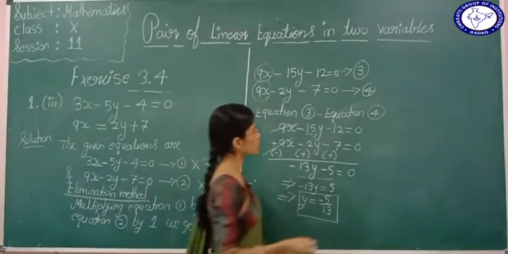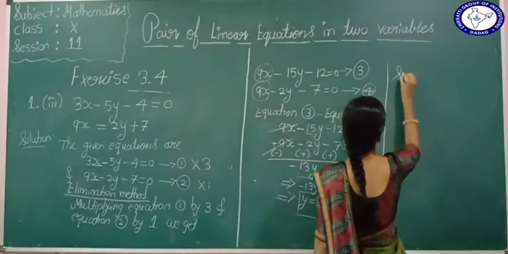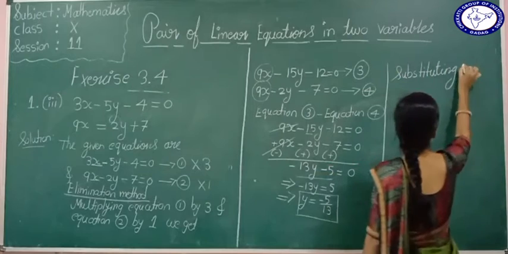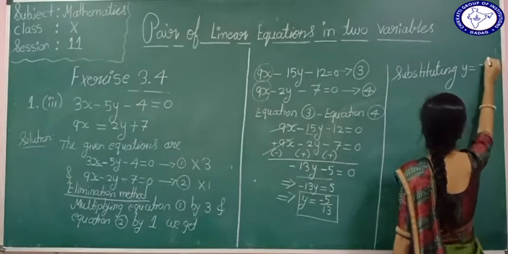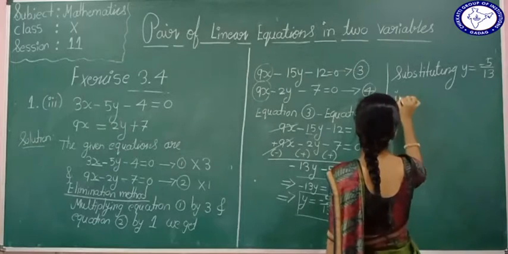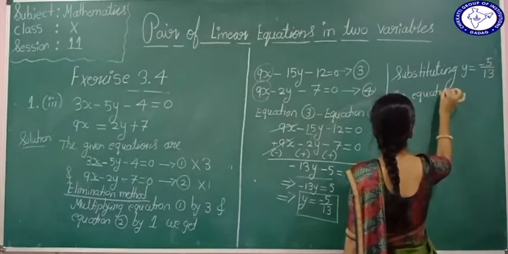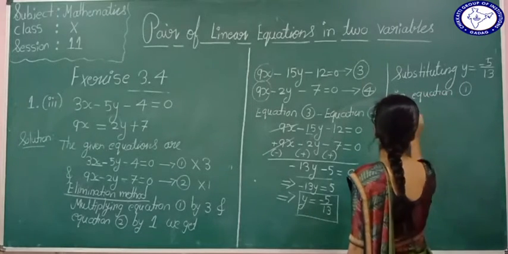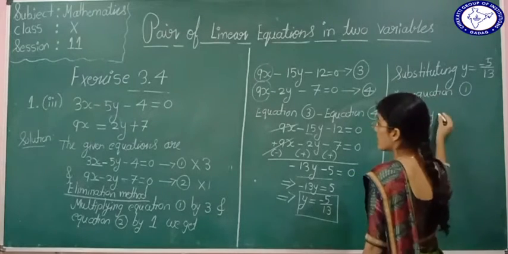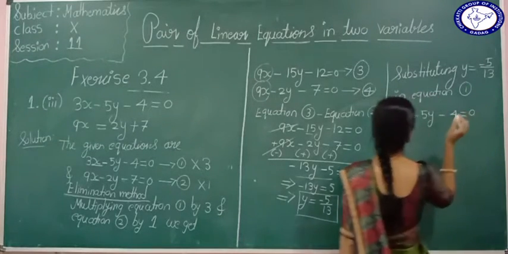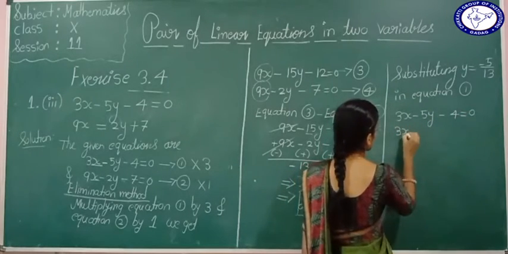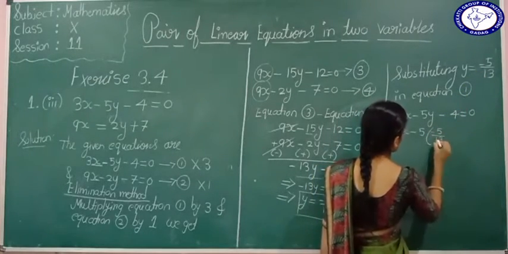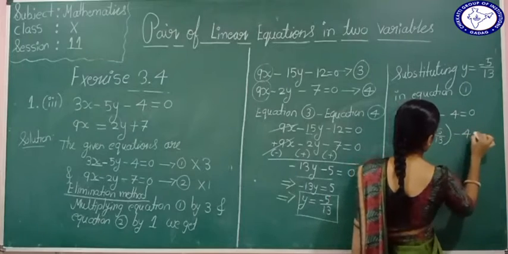Next is substituting y is equal to minus 5 by 13 in equation 1. What is that equation 1? That is 3x minus 5y minus 4 is equal to 0. Substitute here y value in this equation. That is 3x minus 5, what is the y value, students? It is minus 5 by 13, minus 4 is equal to 0.